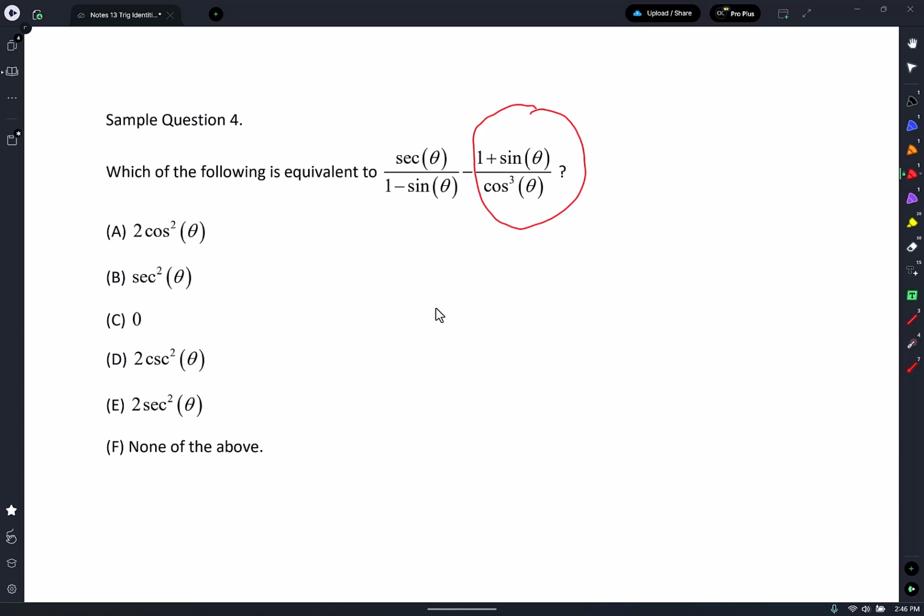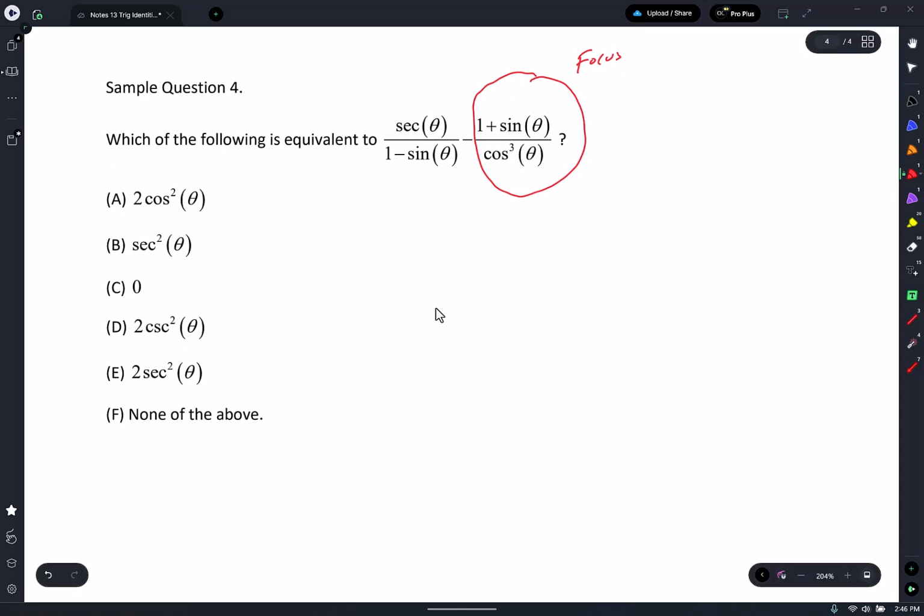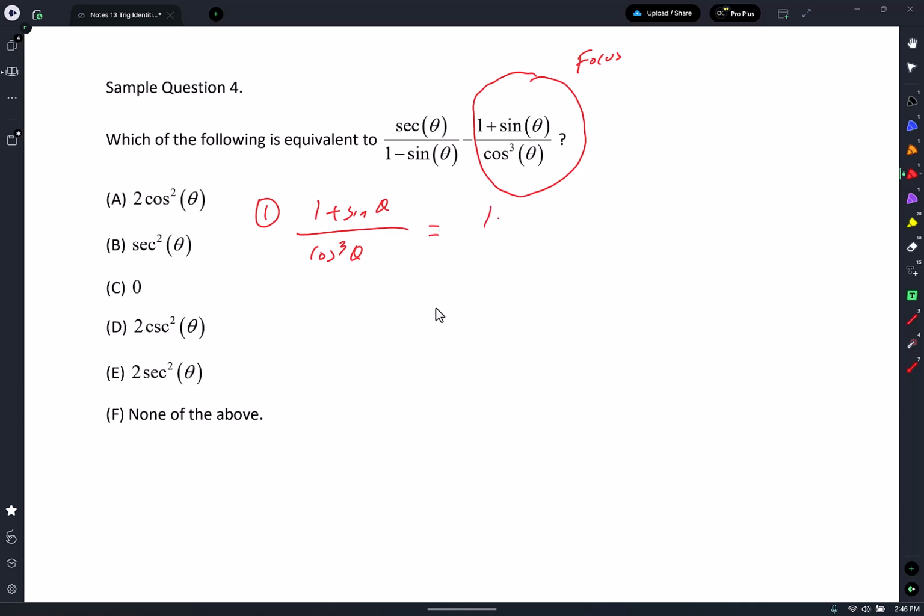Don't worry, I'm going to give you time to write. Just focus for a little bit. So I'm going to write the word focus. In a little bit, you can write all this stuff down. So step 1, I'm going to focus on that. And I'm going to write 1 plus sine theta over cosine cubed theta. And I'm going to say, well, I don't know anything about cosine cubed, but I know about cosine squared. And I know my law of exponents. So I'm going to write 1 plus sine theta over cosine squared theta times cosine theta.